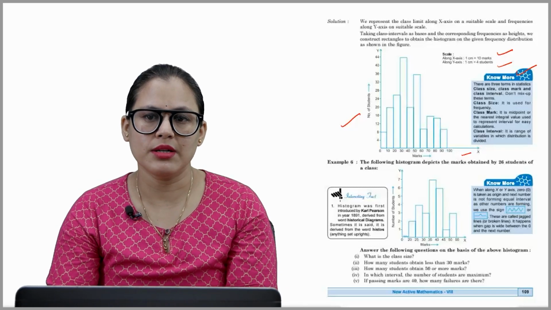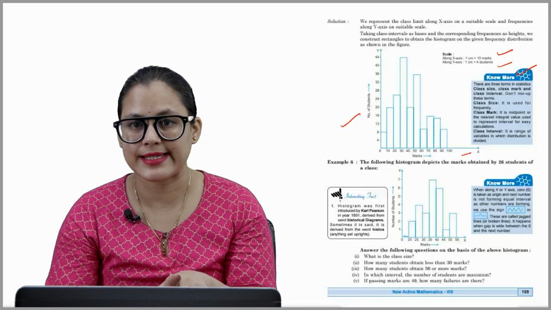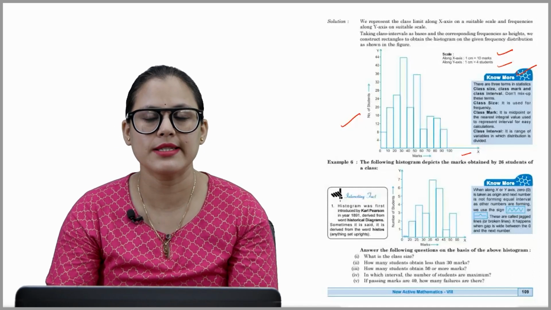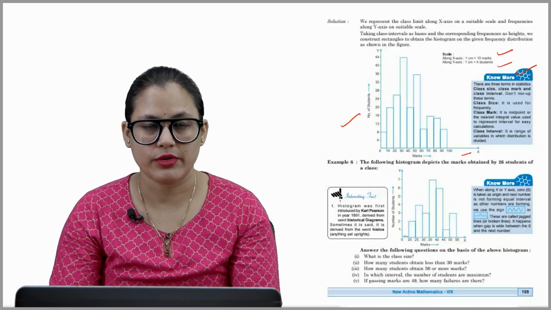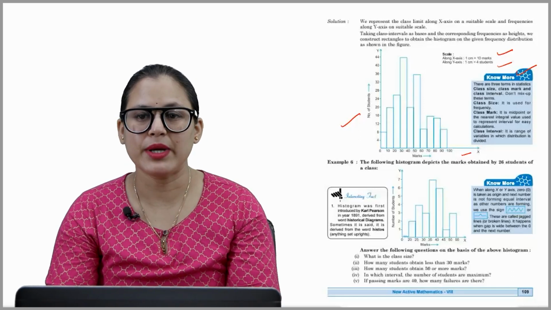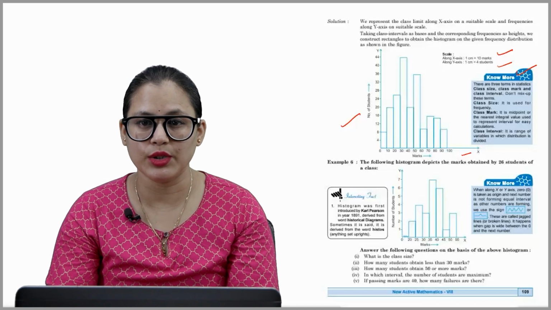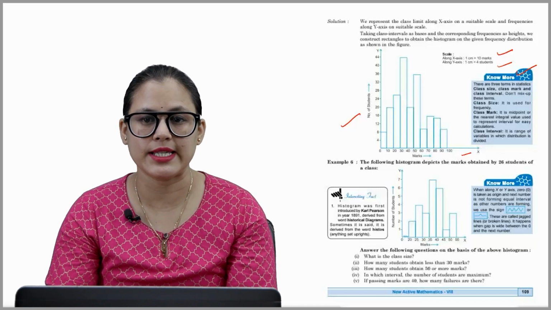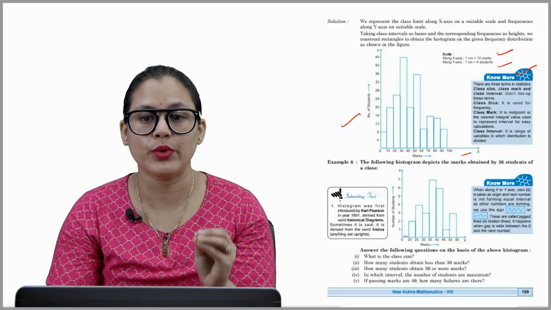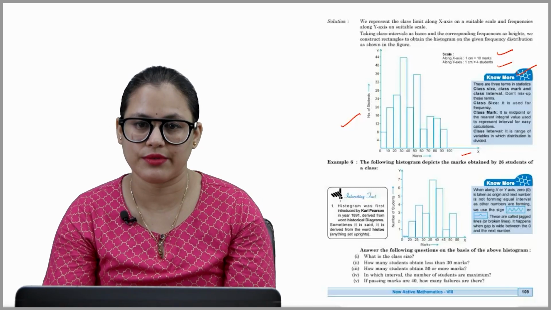There are 3 items in statistics: class size, class mark and class interval. Don't mix up these items. These 3 are totally different from each other. Class size is the width of the class. Class mark is the midpoint, or the nearest integral value, used to represent the interval for easy calculations. Class interval is the range of variables into which the distribution is divided.